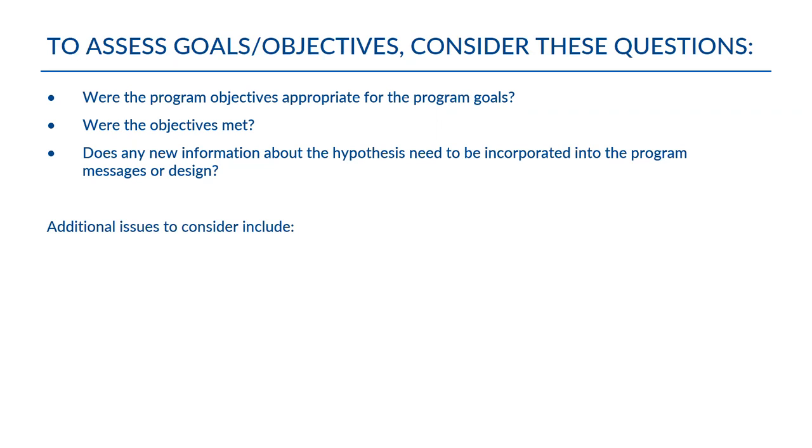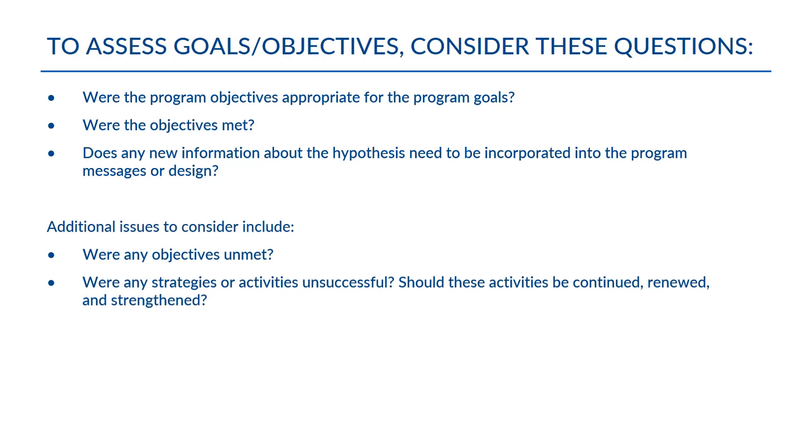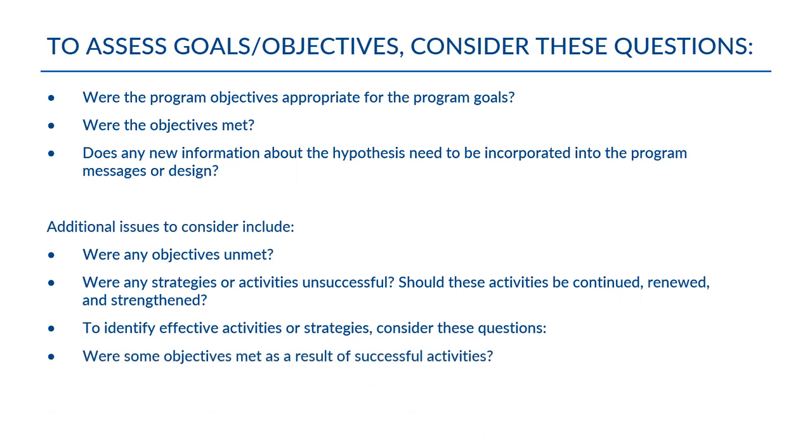Additional issues to consider include, were any objectives unmet, as we mentioned before, and were any strategies or activities unsuccessful? Should these activities be continued, renewed, or strengthened? And finally, to identify effective strategies or activities, consider these questions. Were some of these objectives met as a result of successful activities? Can these activities be expanded to apply to other audiences or situations? So if you had activities that were extremely successful, could these be applied in other situations with other projects, and to meet the needs of other beneficiary audiences as well?